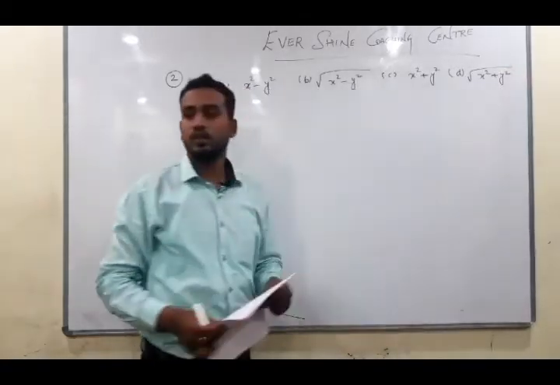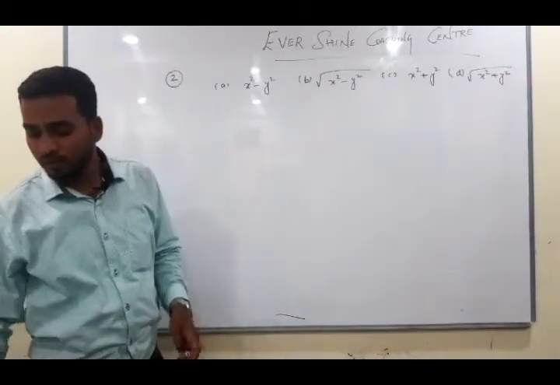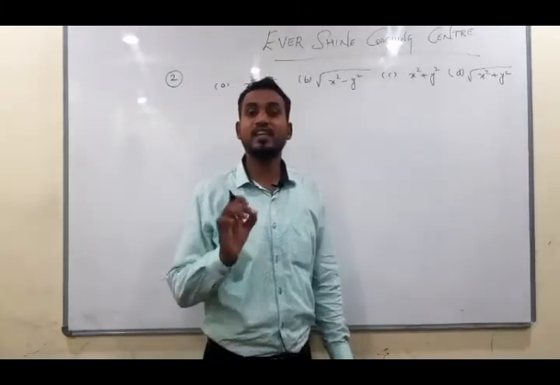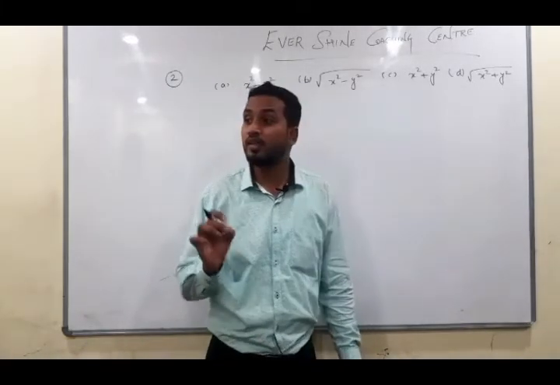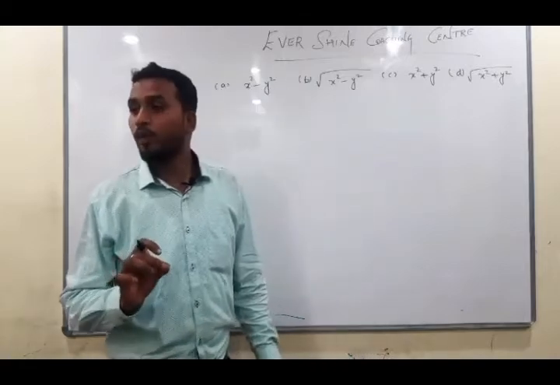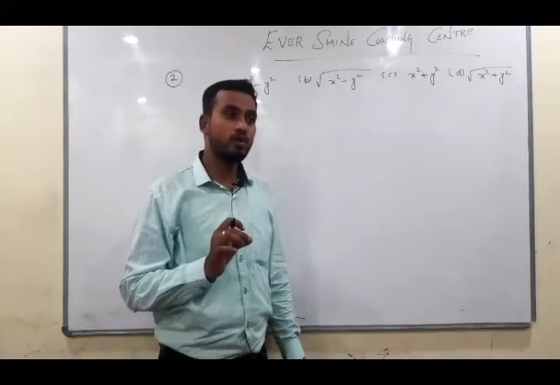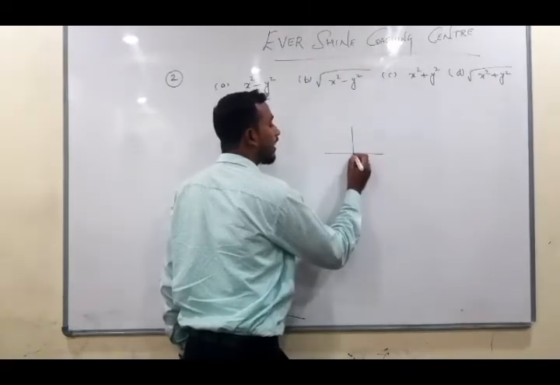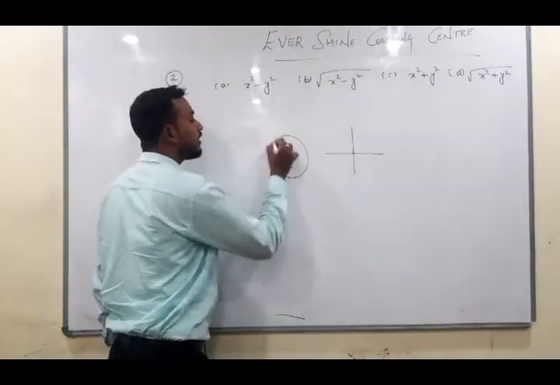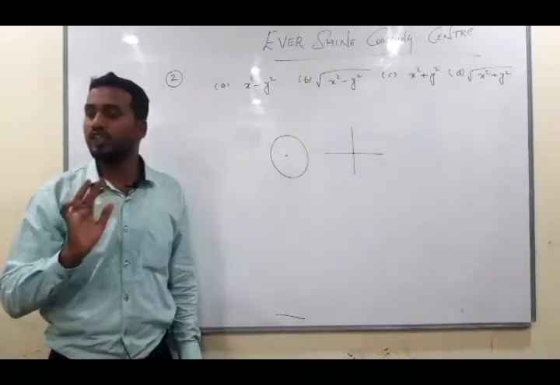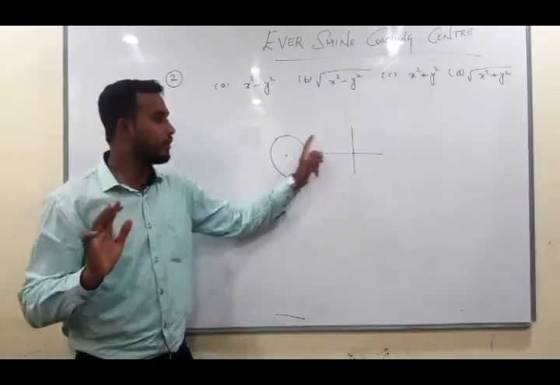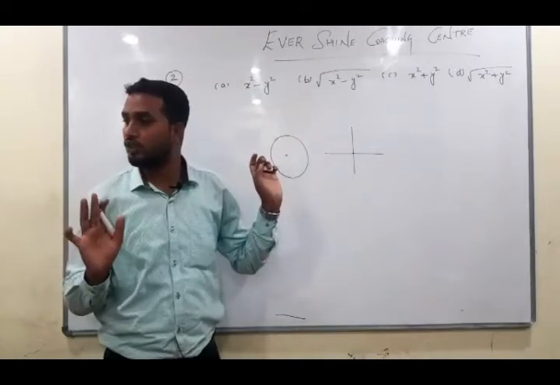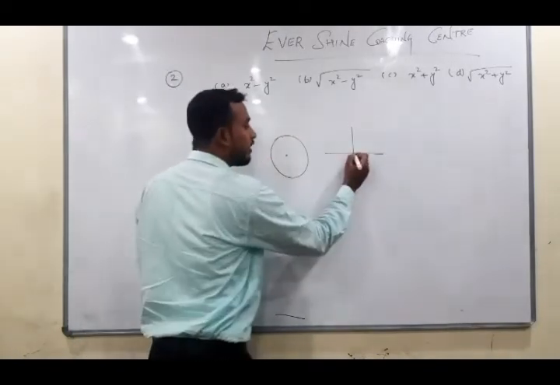See children, here the question is the distance between the origin means what? Center. Origin means center to the point P of x comma y. Maybe that is the center of your axis, or maybe that is your center of the circle, whatever it is. Understood children? From this center we have a point.